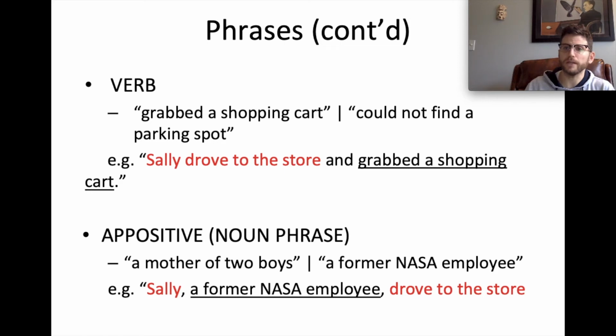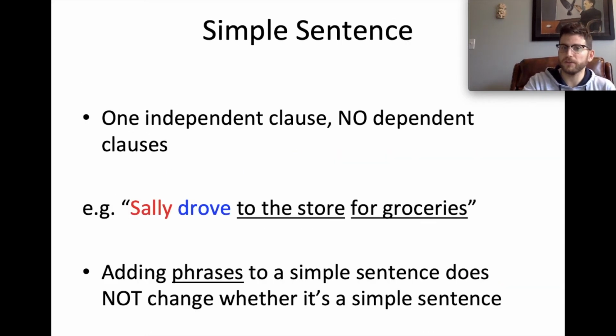And so the way we block off that information is with commas. But still, simple sentence there. Sally, a former NASA employee, drove to the store. Simple sentence. Okay.